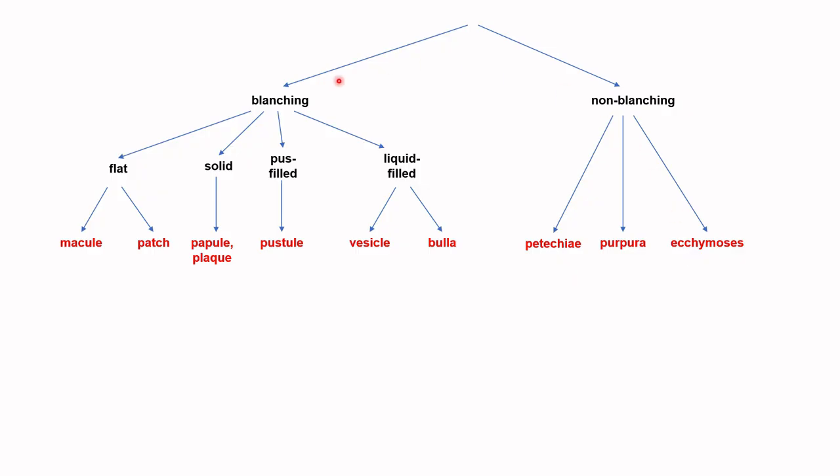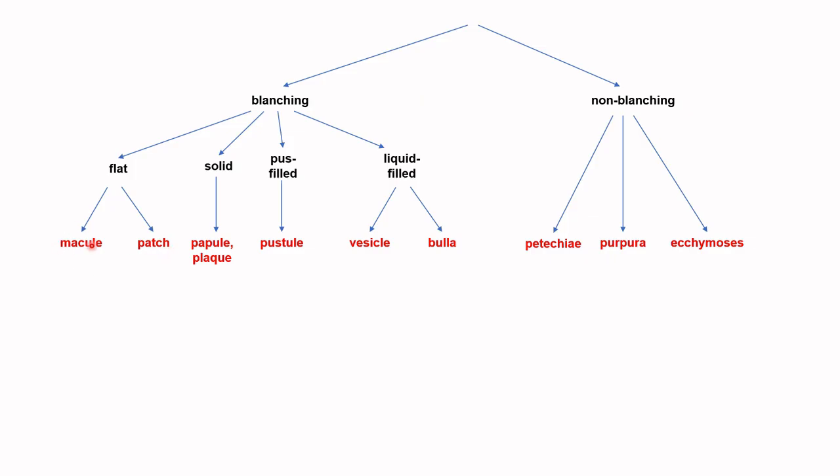Okay, let's go to the blanching tree. Again, today we will stay here on the non-blanching side, and you will also see why this distinction is important between whether the redness goes away or not when you press. But for the blanching ones, we have a subdivision: are they either just flat? So in this case, you would have the redness, but not the elevation of the skin. Or is there elevation of the skin, but essentially it's just a solid elevation, so there is no pus or liquid beneath it. And if it's just flat, then again, this is a decision based on the size.